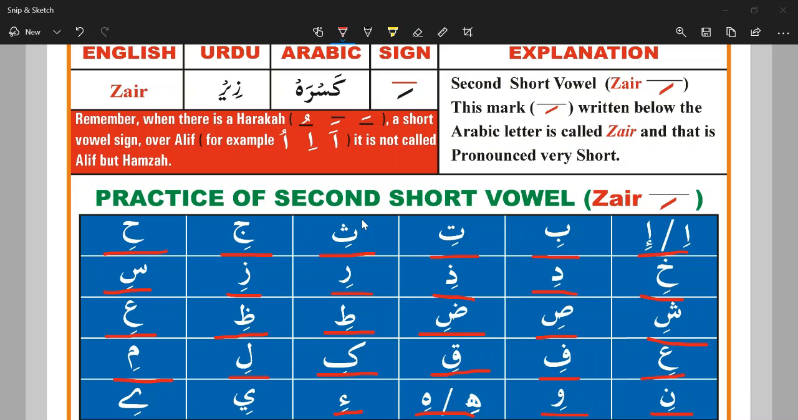In the third lesson, we will learn about Pesh. When we pronounce Pesh, it shows the sound of o. The letter o is used in English letters, but when we pronounce a Pesh sign in Arabic, the sound of o is shown at the end of every letter. So this was today's lesson about the Zair.